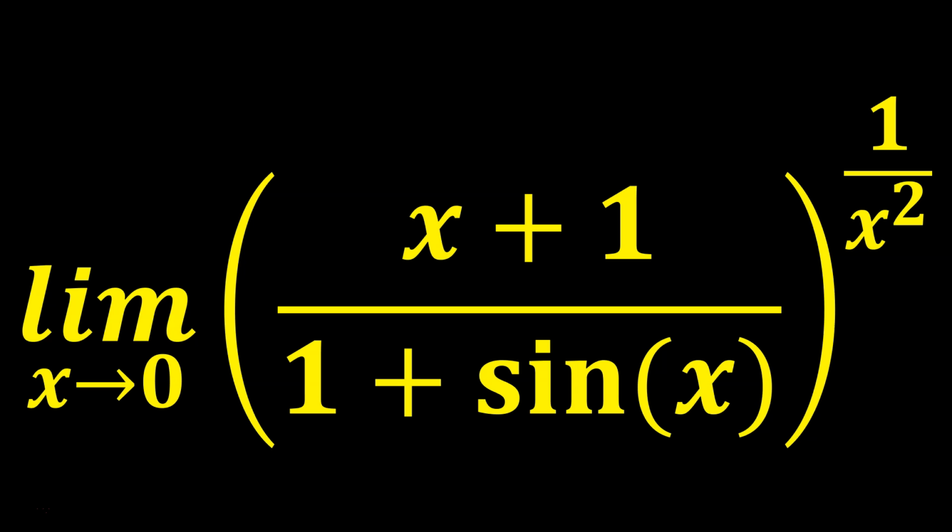In this one, we're going to take a look at finding the limit as x approaches 0 of (x + 1 over 1 + sine of x) raised to the 1 over x squared. I have the limit as x approaches 0 of x + 1 over 1 + sine of x, and the quantity is raised to the 1 over x squared.